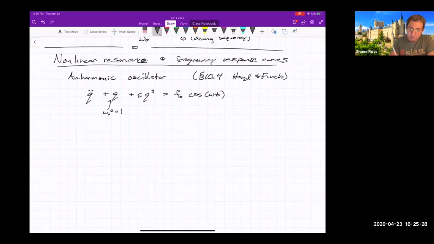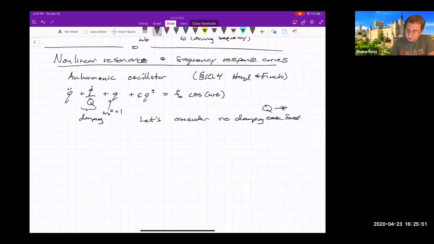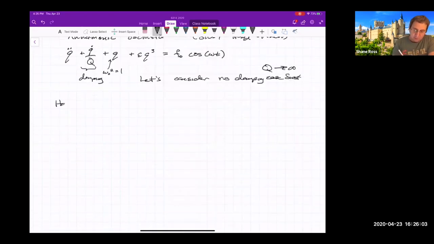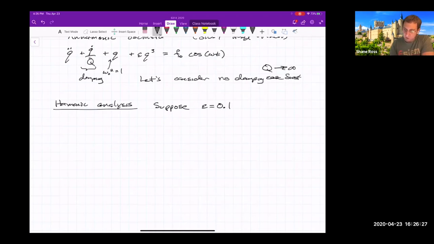If you wanted to be very careful, we've got Q double dot plus Q dot over big Q, here's the damping. We're going to consider the no damping case, so that's Q goes to infinity, and that term will just drop out. We want to know what happens to the frequency response curves. We're going to do a harmonic analysis and suppose that epsilon equals 0.1, so kind of small, and the forcing is amplitude 1 and frequency 1, and the damping is off.